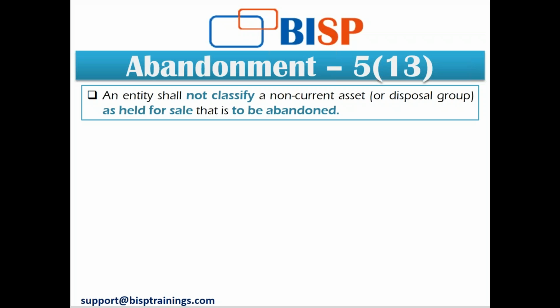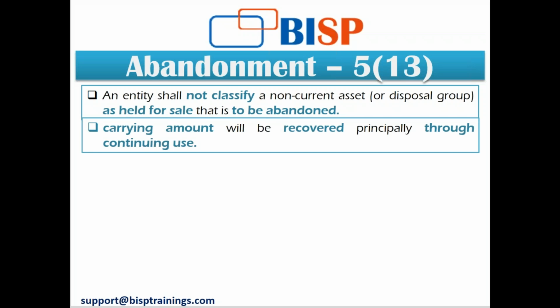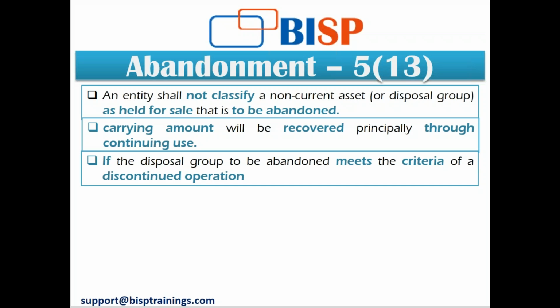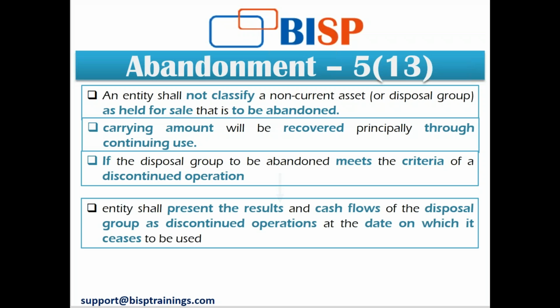However, if the disposal group to be abandoned meets the criteria of discontinued operations, as defined, then the entity should present the results and cash flows of the disposal group as discontinued operations at the date on which it ceases to be used, and not when I'm planning to cease the operations. The date on which I cease to use that particular unit, I cease to draw any operations from that particular unit, only then I'll be classifying it as a discontinued operation.